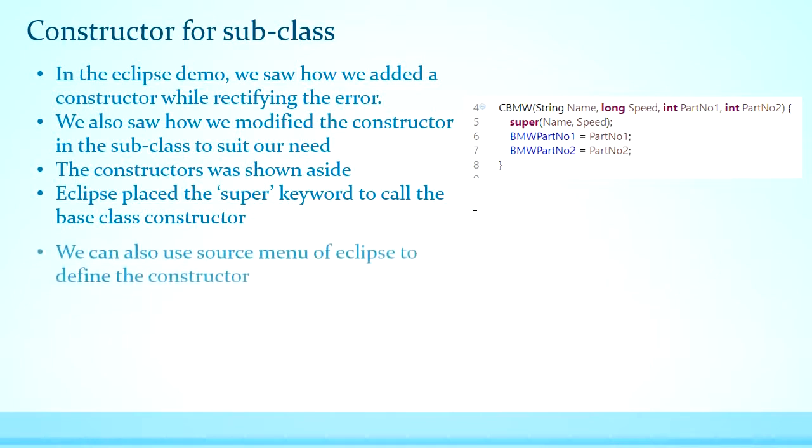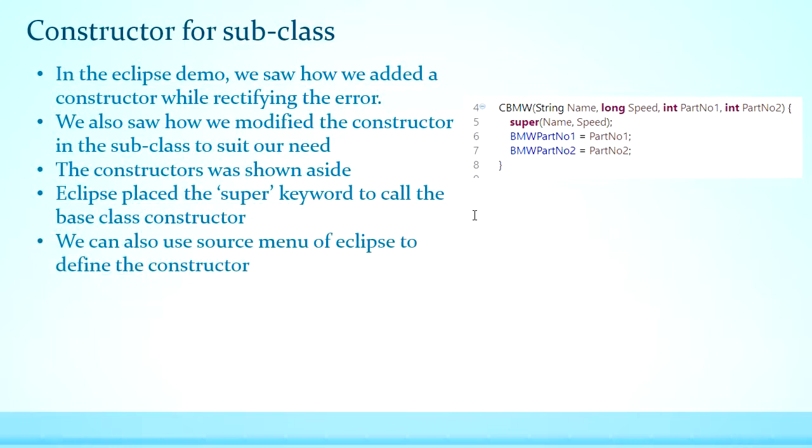We can also use the source menu of Eclipse to define the constructor. Here we have already defined the constructor, but we can explore this option also as part of the demo. What we can do, we will delete our constructor in CBMW, then we will generate it with this option. So when we are in Eclipse, we will do this again.